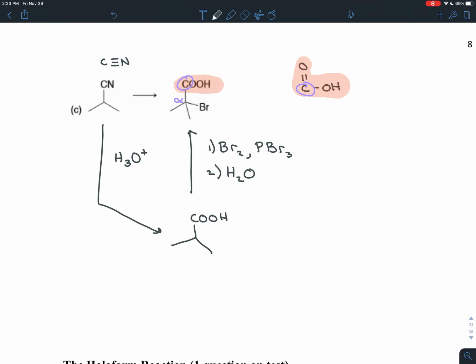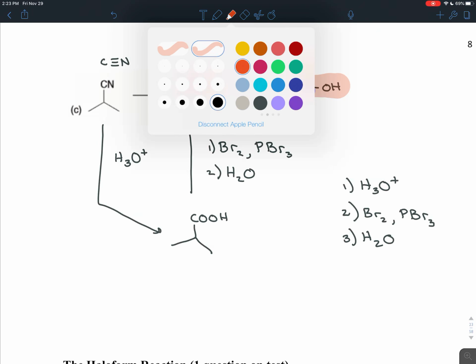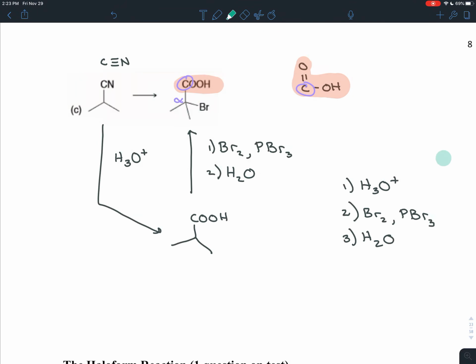So here, there are very few steps. First, you hydrolyze the nitrile to turn it into a carboxylic acid. Once you have the carboxylic acid, you can do the Hell-Volhard-Zelinsky reaction to add a bromine on the alpha position. So those first 2 steps put a bromine on the alpha position, but you have a bromohalide, or you have an acyl bromide after that, and you do a water wash to do a nucleophilic acyl substitution and get the carboxylic acid back after that.